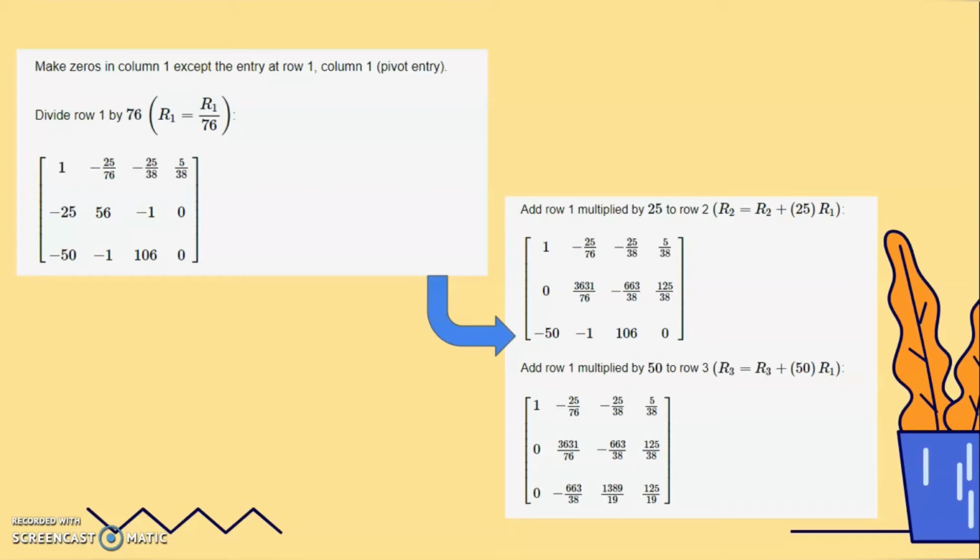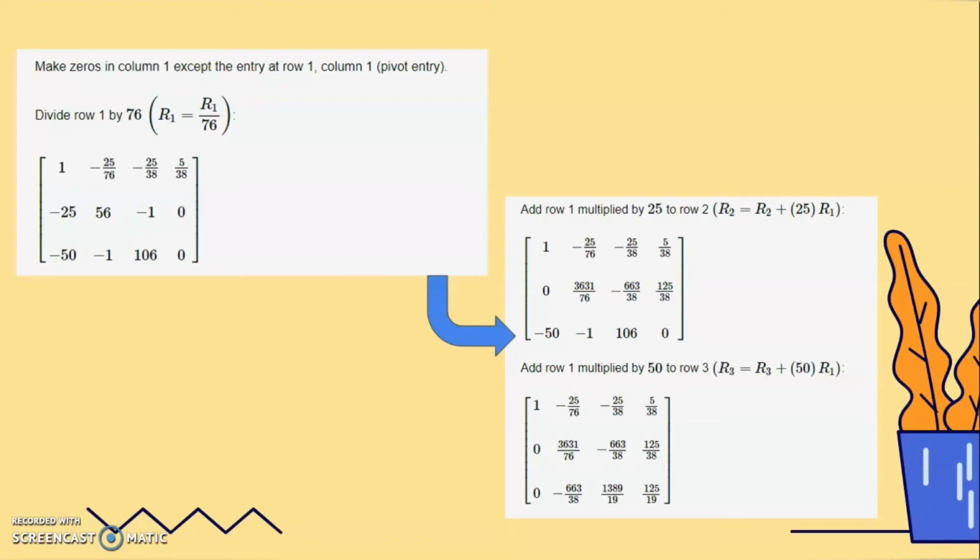Okay, the third step is to add row 1 multiplied by 50 to row 3, which is R3 equals R3 plus 50 multiplied by R1, so that we get an entirely new row 3. As for row 3, column 1, we will get 0. Row 3, column 2, we will get negative 663 over 38, and the same goes for row 3, column 3 and row 3, column 4, where we use the same method to get a new number.